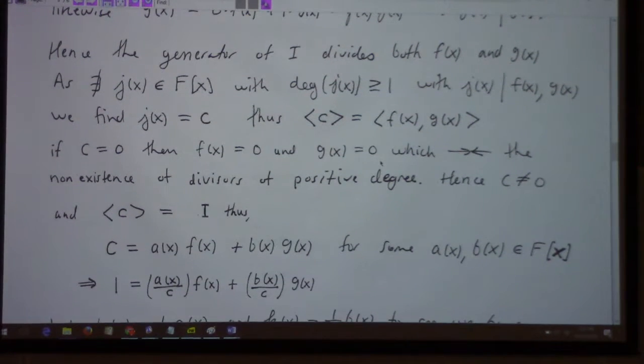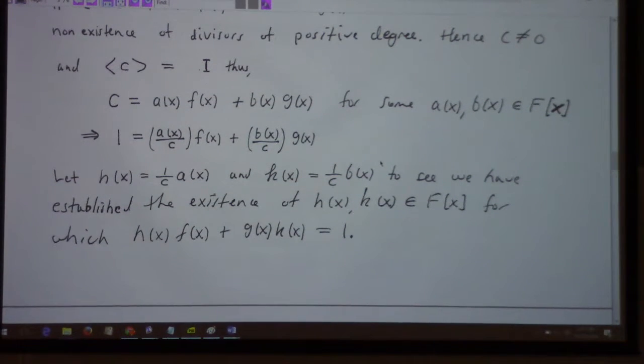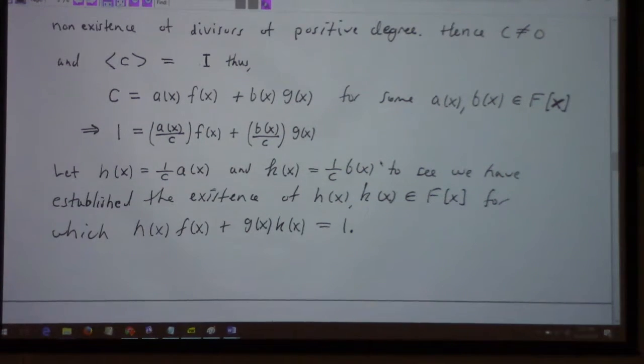And so if c is non-zero, then we divide by c, and we get what we wanted, which was, here's my k of x, and I forgot the letters, but there you go. There's the linear combination giving you back 1 like you wanted. And again, this is a polynomial analog to the GCD construction in the integers.